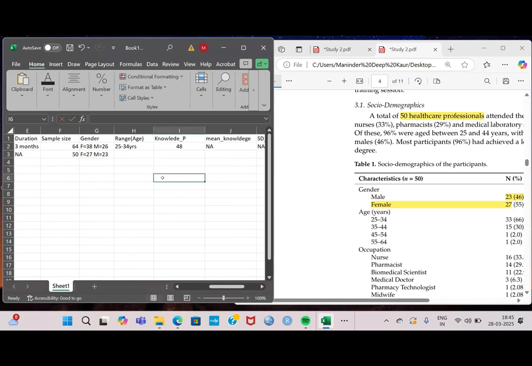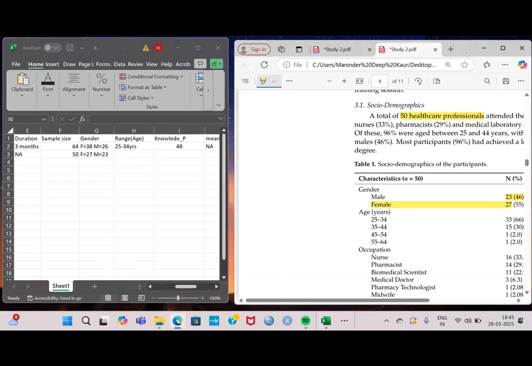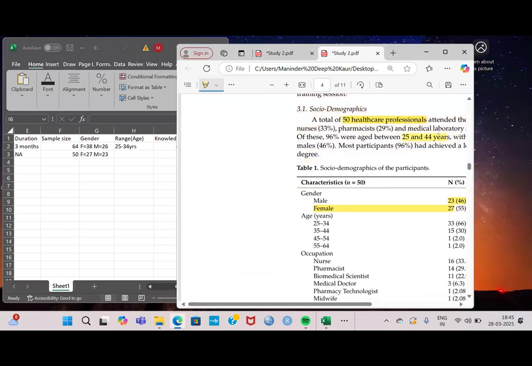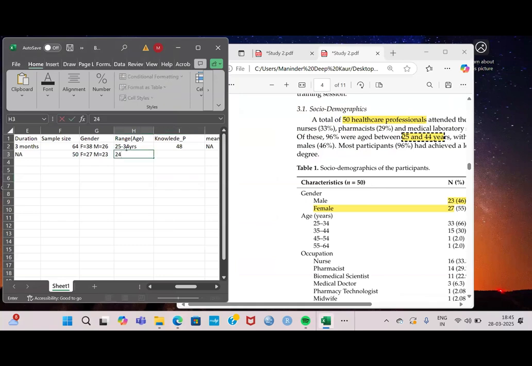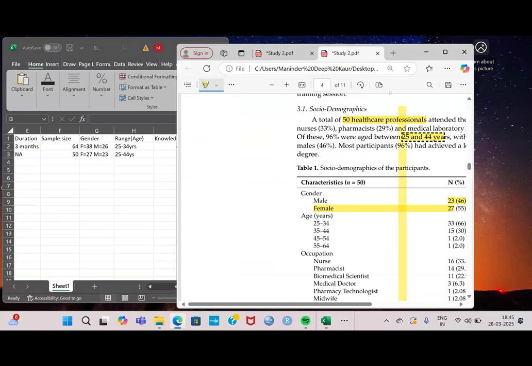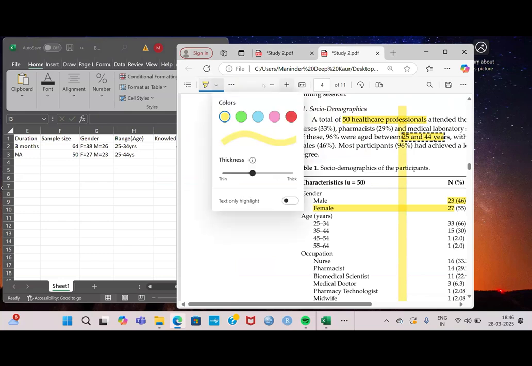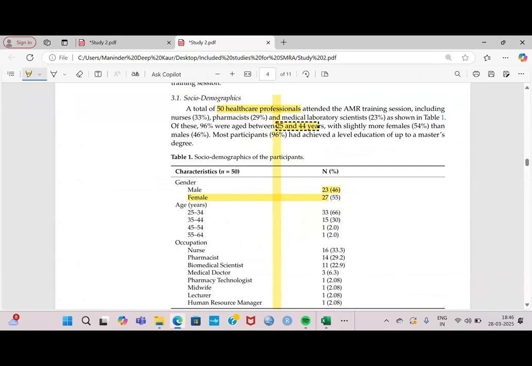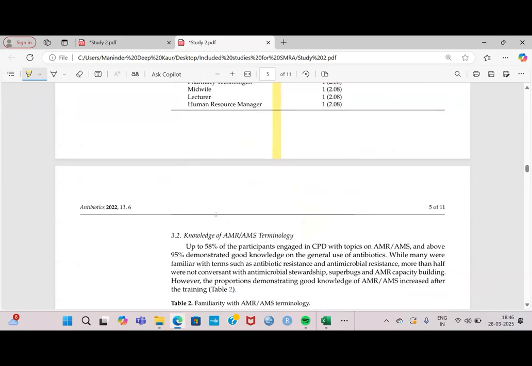If they have given any range, yes, they have given the range. See, this is the range, 25 to 44 years. So now I want to have the knowledge.